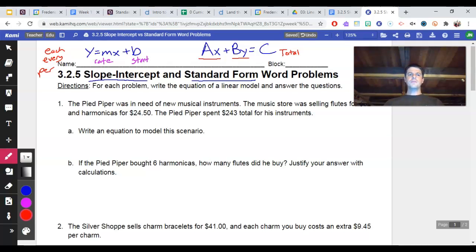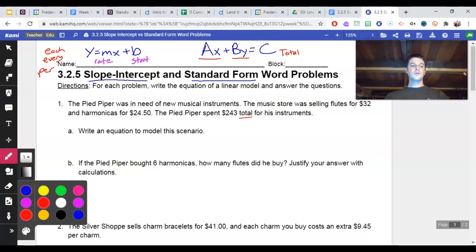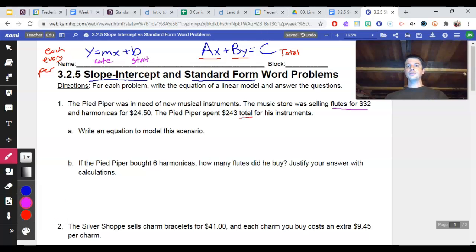So right here, the Pied Piper was in need of new musical instruments. The music store was selling flutes for $32 and harmonicas for $24.50. The Pied Piper spent $243 total for his instruments. Notice the keyword total. So what we have here, we have two things, flutes and harmonicas, that are getting added together to make a total. This is going to be a standard form word problem. Standard form, okay? On to the next one.